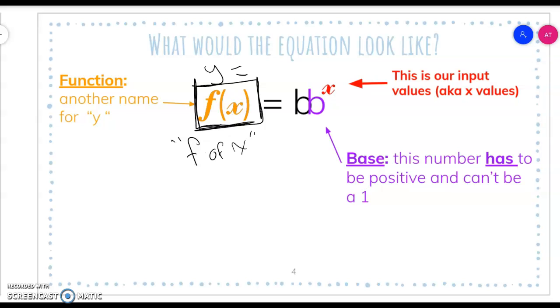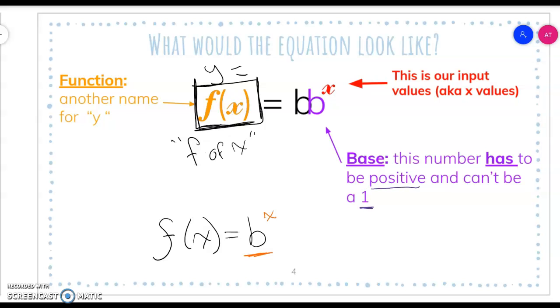So the equation is going to be f of x equals b to the power of x. Remember how we learned about exponents and how important it was to make sure that we're multiplying the base number, the b, by itself however many times the exponent is? This is where that comes in. So b is our base. That's pretty easy to remember. B, base.